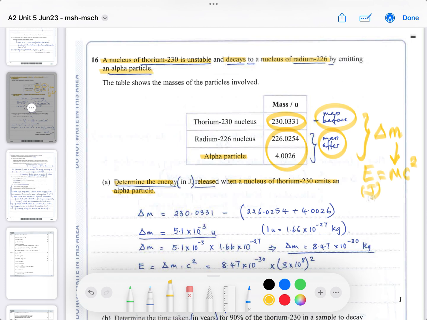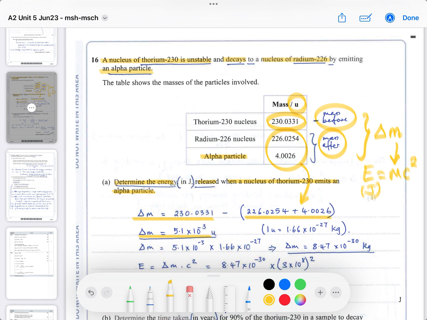You want to work out the mass defect. So the change in mass will be the mass of the thorium minus the addition of the masses of the two particles which we end up with. So you add those together, you'll notice that you have a difference of 5.1 times 10 to the minus 3 mass units, which they've given you in the data sheet.